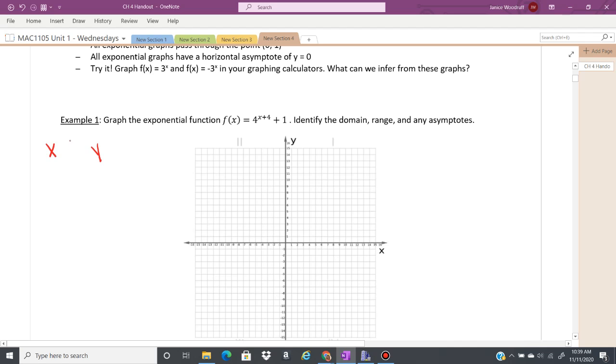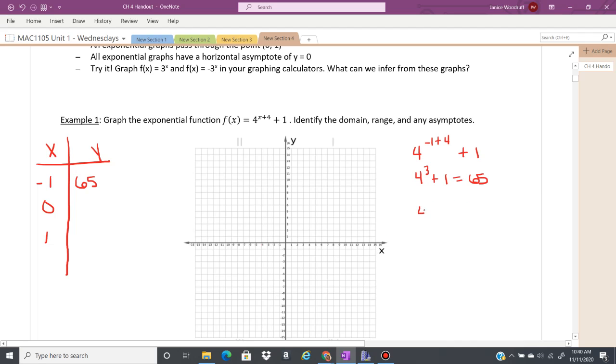So if I want to create a table of values, I'm probably going to want about 2 or 3 values here. So let's try -1, 0, 1 and see what we get. So -1 would give us 4 to the -1 plus 4, and then plus 1. So -1 plus 4 is 3. So this is going to be 4 cubed plus 1. So 4 cubed is 64, plus 1 would give us 65. So it's going to be a really high point there.